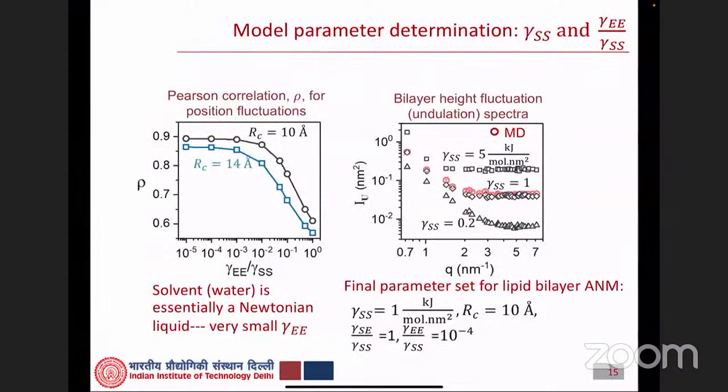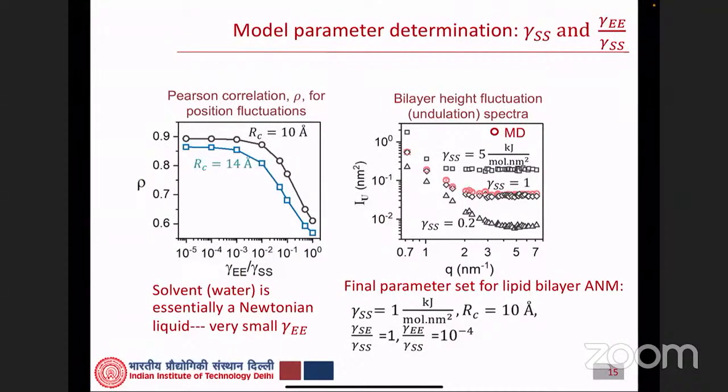Okay. So on the left, I'm showing you the last piece of the puzzle, the model, where what is the effect of environment interactions. So I can clearly see here that because my solvent is essentially a Newtonian liquid, I will need to take a very small value of gamma EE. I am seeing it is approximately 10 to minus 3, 10 to minus 4, where you start to see a plateau. So I need to take a very small value of this variable to be able to reproduce the position fluctuations of the lipid. So the main parameter to add was gamma ES, the environment interaction with the system.